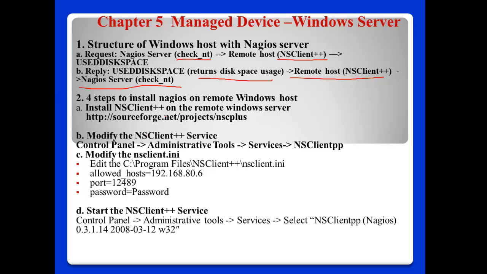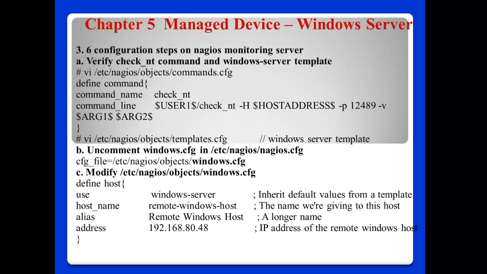So first, in the Windows server we need a program. Please download this program here, from SourceForge.net, project NSClient++. If we install this successfully, then we need to configure it. First, in the Control Panel, Administrative Tools, Services, we need to open this one. After that, we need to modify NSC client.ini. Here, allowed hosts will be the Nagios server, and the port number, and we need to configure a password. After that, we need to start this service. Okay, then the Windows server is complete.